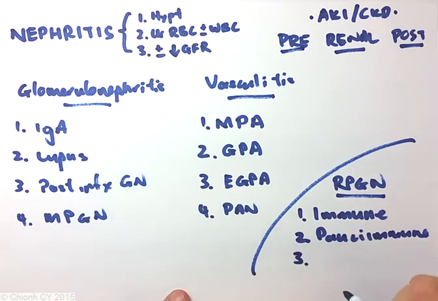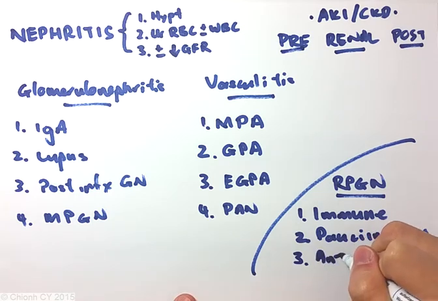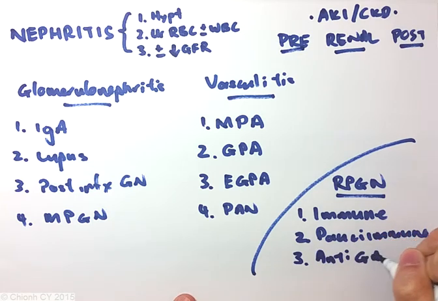It may be due to a direct attack on the basement membrane due to anti-glomerular basement membrane antibodies, which will give us Goodpasture's disease if it only affects the kidneys, or Goodpasture syndrome if it affects both the kidneys and lungs. And finally, RPGN can also be idiopathic.